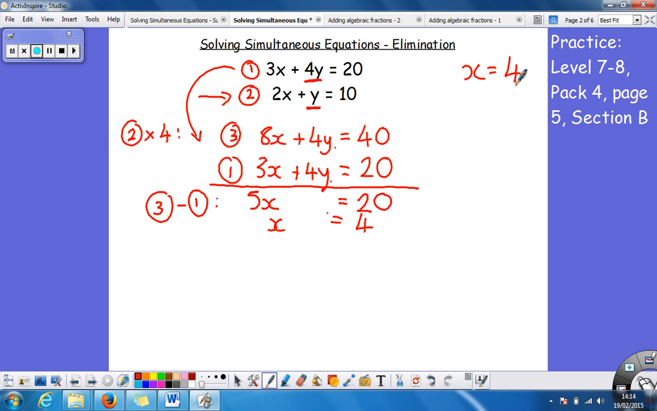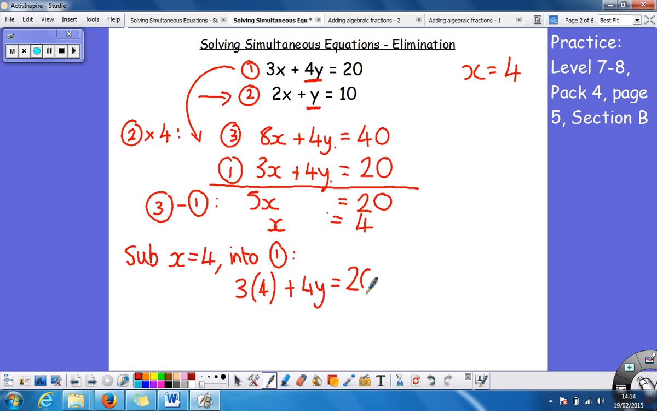So if you can remember back to our last step on the previous slide, the last thing to do is to substitute our value of x equals 4, in this case, into one of our original equations. I'm going to substitute it into 1. So 3 times the value of x, which is 4, add 4y equals 20. Well, that's 12, add 4y equals 20, which means that 4y, if we subtract 12 from both sides, must equal 8. So my y must equal 2. So there's my solution for y.